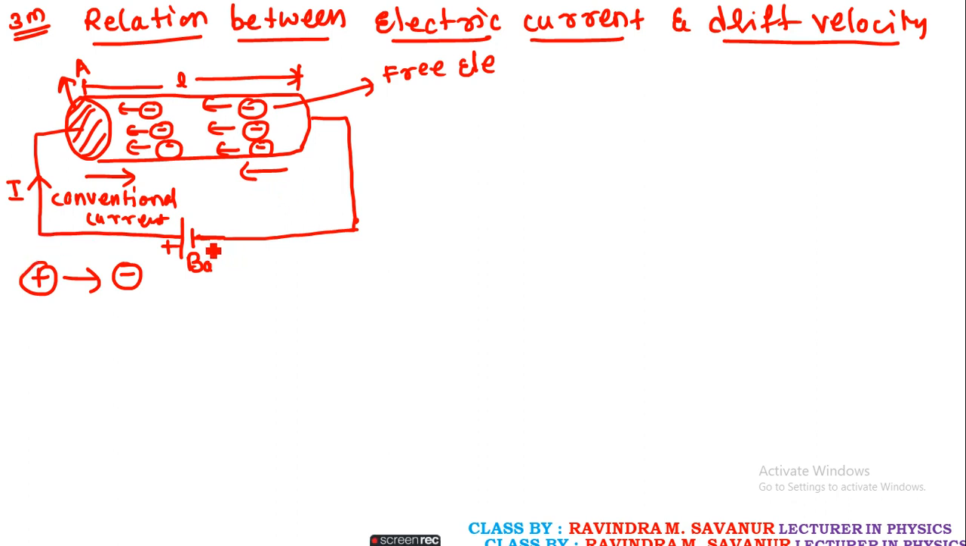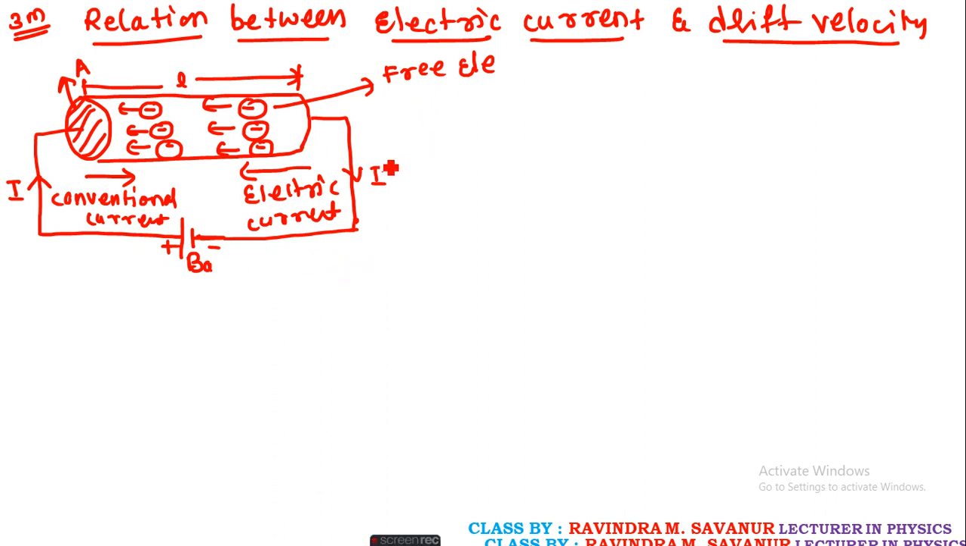If the current flows from negative to positive, students, that is called electronic current. But in practice we use the convention only, the conventional current. We always refer to current as moving from positive to negative. You have to remember this. There are two types of current: one is called conventional current, another is called electronic current. The conventional current always moves from positive to negative, and the electronic current always moves from negative to positive. I hope this point is clear.